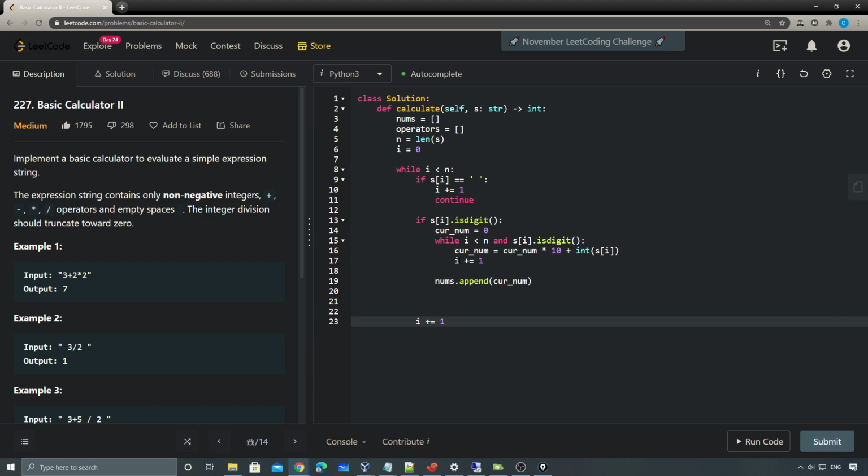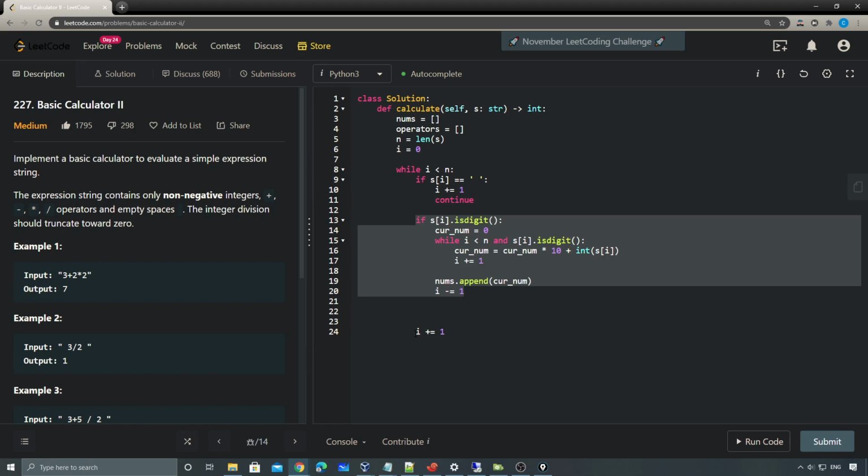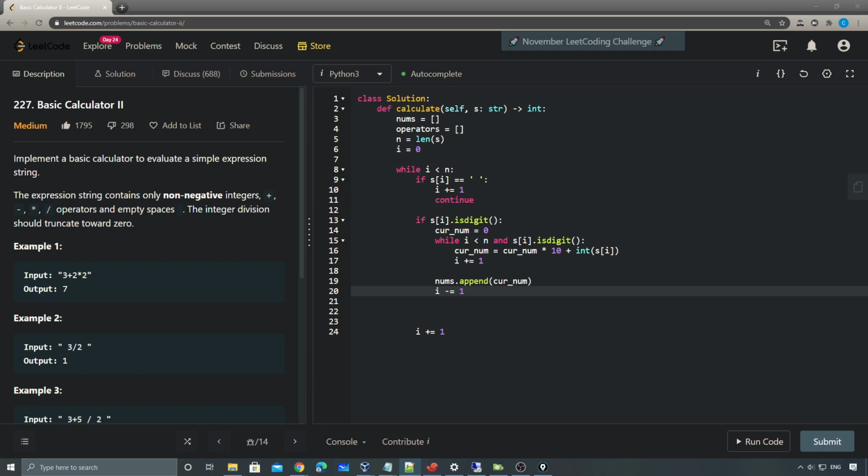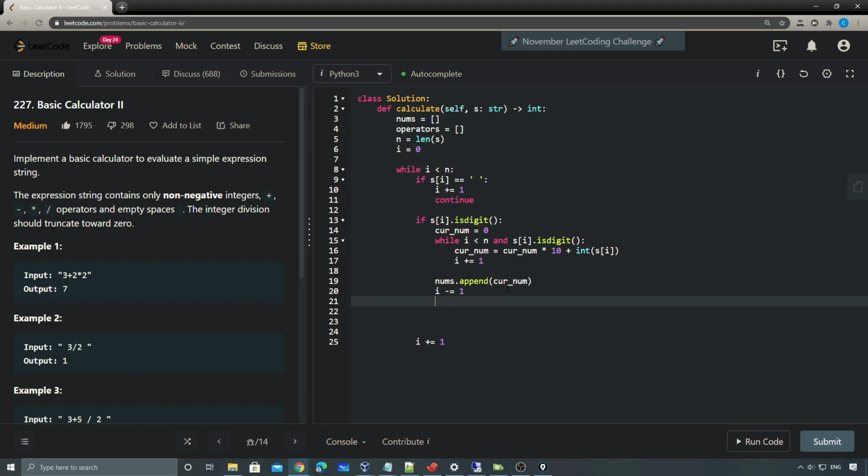In the end, we're going to do i plus 1 here. But as you can see, whenever this while loop finishes, i has already reached the next position. If we do i plus 1 in the end, there's going to be a double increase. So I just reverted back, so that all of the branches can still use the i plus 1 here. It's a little trickier. You can do something else, but this is just how I do it.